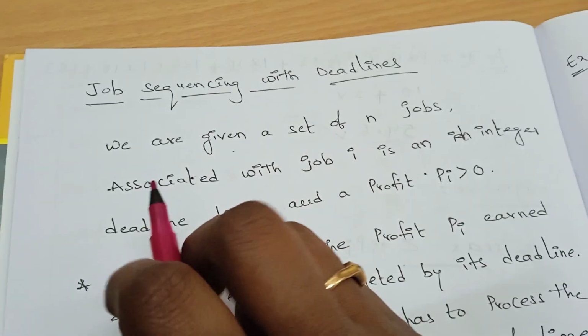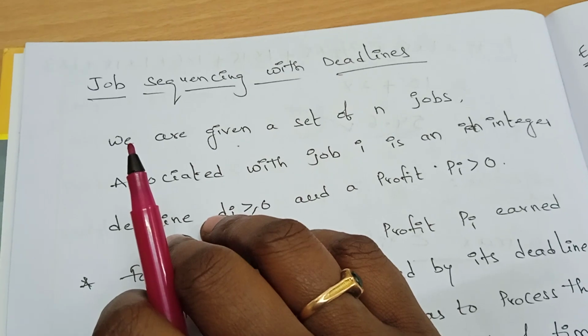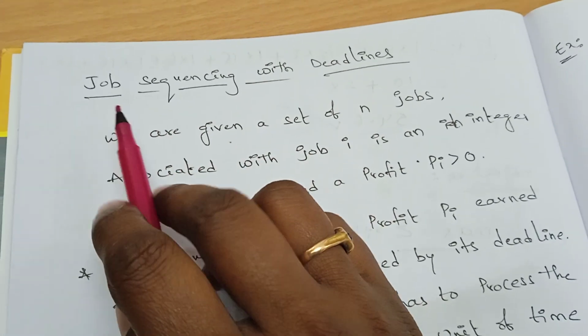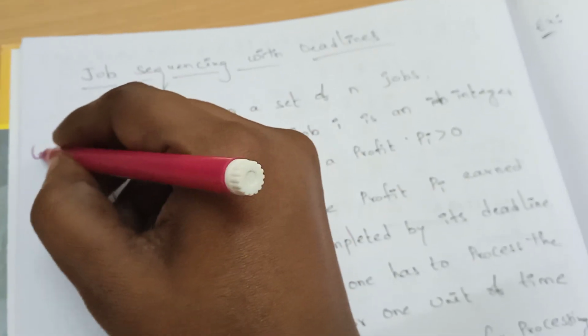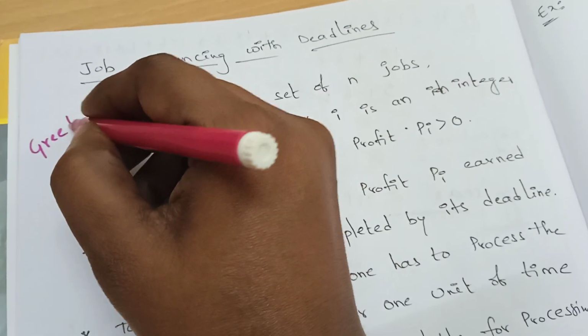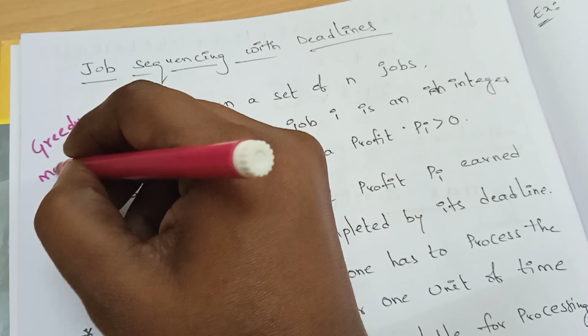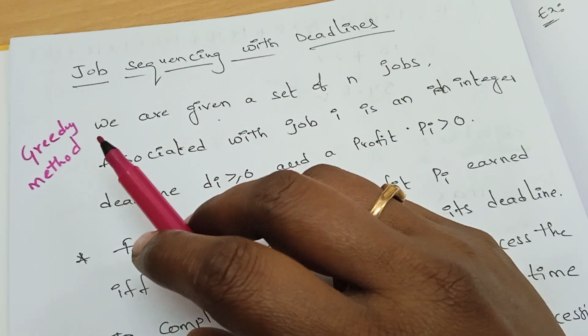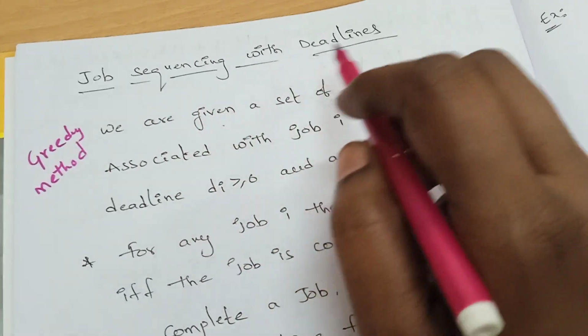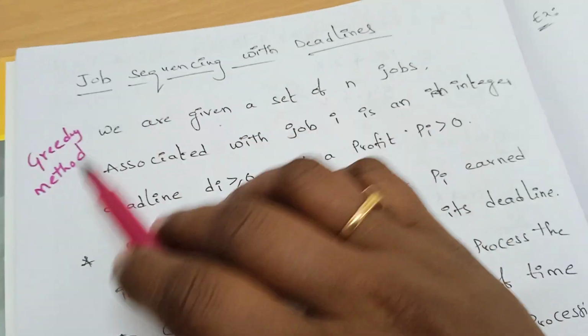In the series of learning design and analysis of algorithms, this concept is job sequencing with deadlines, and we are going to find the solution using the greedy method. Job sequencing with deadlines using the greedy method is the topic name.